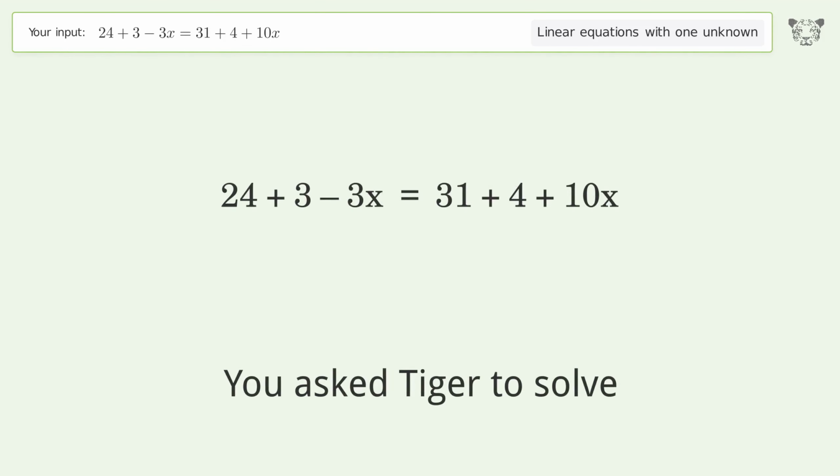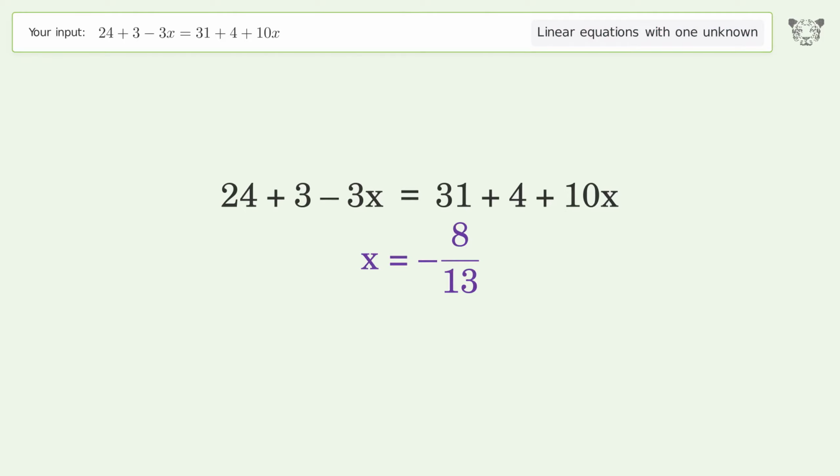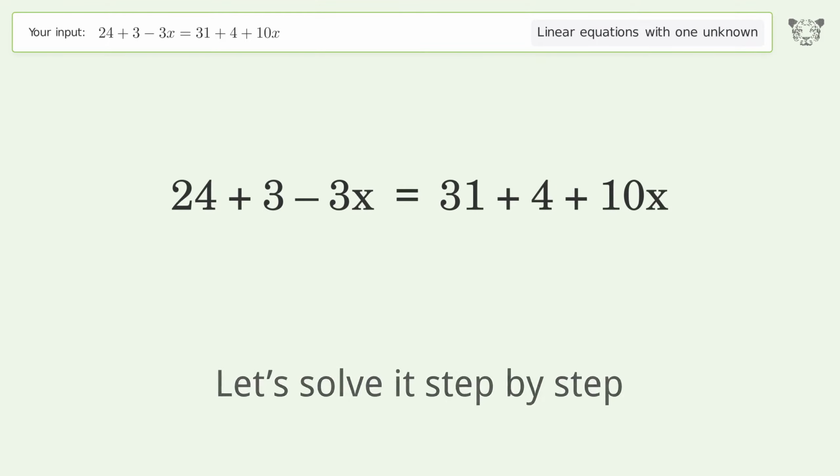You ask Tiger to solve. This deals with linear equations with one unknown. The final result is x equals -8/13. Let's solve it step by step.